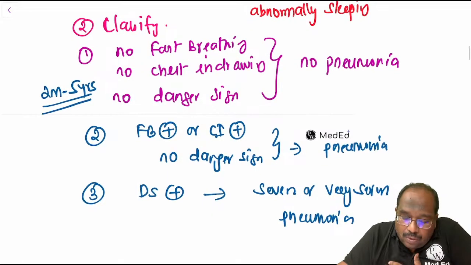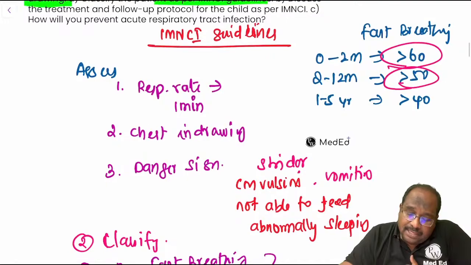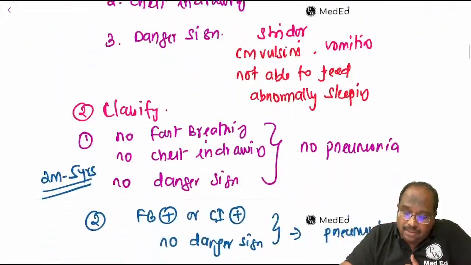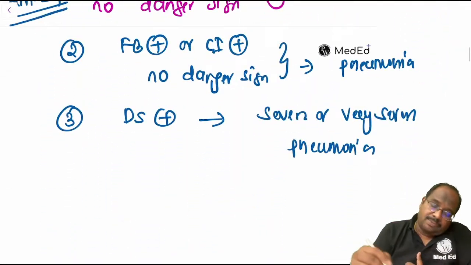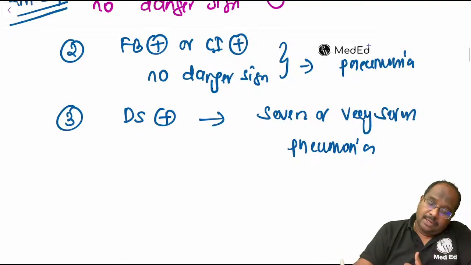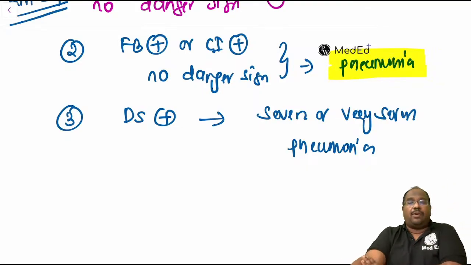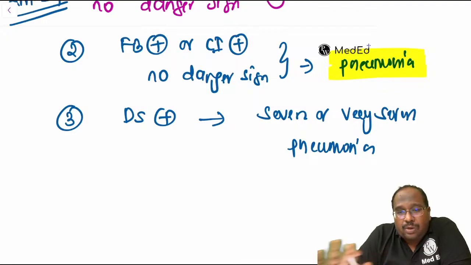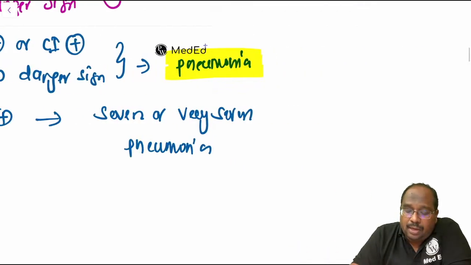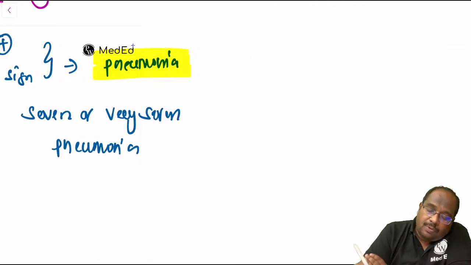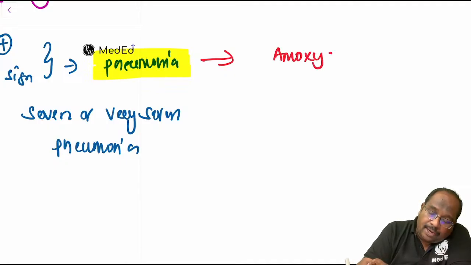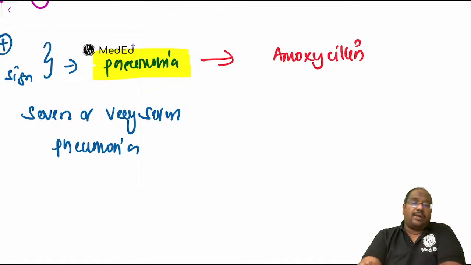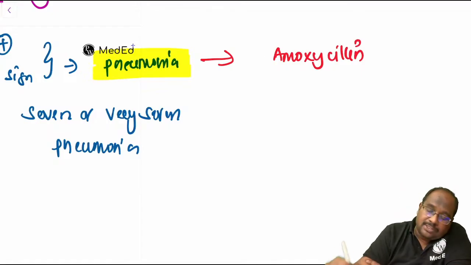Now, what does the child have? The child here has only fast breathing. So the child having only fast breathing means pneumonia, guys. Color coding we have to follow. What's your diagnosis? It's pneumonia. How will you treat a case of pneumonia here? We have to provide antibiotics, so we have to provide amoxicillin.